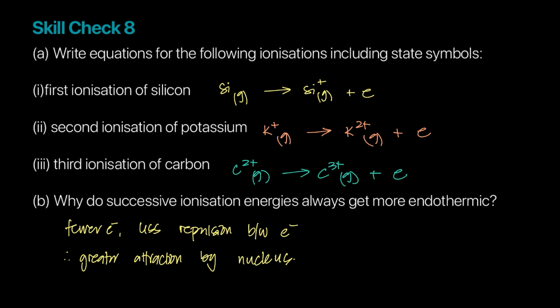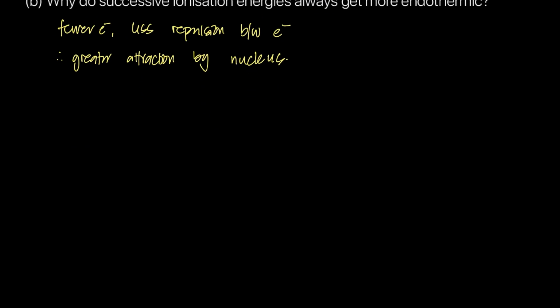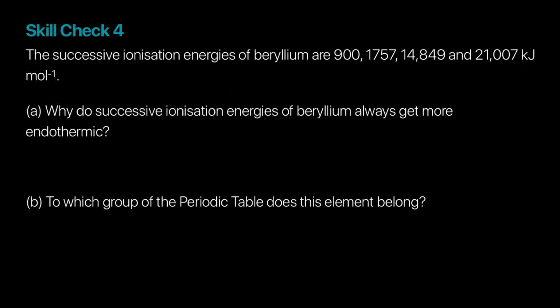All right, let's look at the next question then, another skill check. The first part is: the successive ionization energies of beryllium are 900, 1757, 14849 and 21007. Beryllium is element number 4, atomic number 4. When you look at these successive ionization energies, you're going to look for the largest jump. And the largest jump is between 1700 and 14,000.